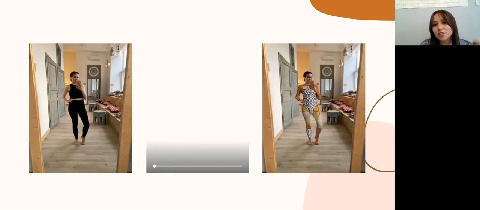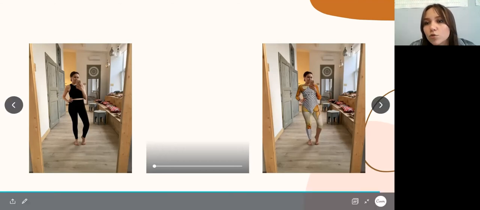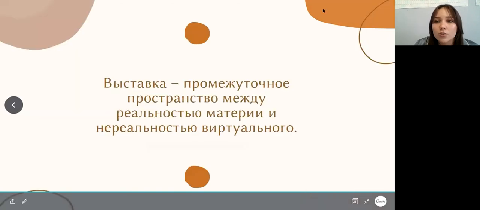But still, there is a question that remains open. What experience do we want to communicate? What would the user experience be? What would be the experience of the viewer at the exhibition? And what would be the experience of the designer of digital clothes? I think this is an important question that we should ask at this stage.